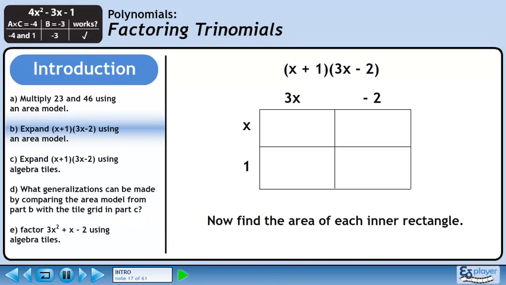Now find the area of each inner rectangle. X times 3x is 3x squared. X times minus 2 is minus 2x. One times 3x is 3x. One times minus 2 is minus 2.